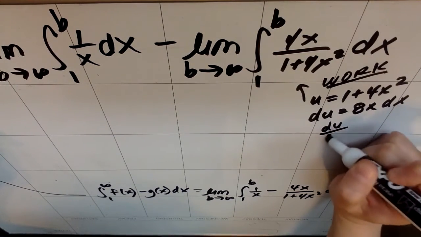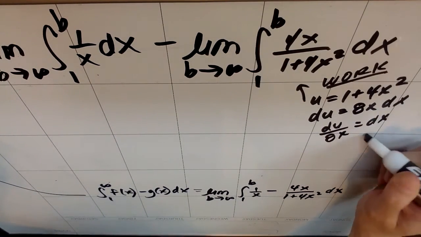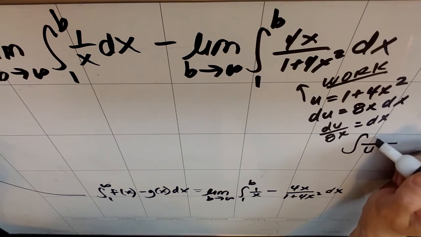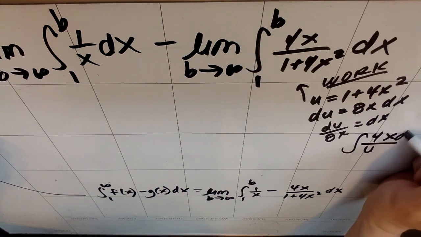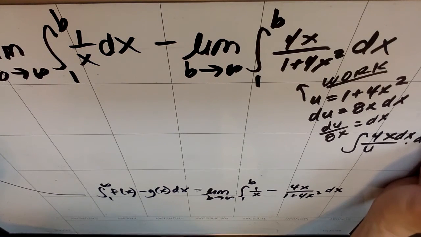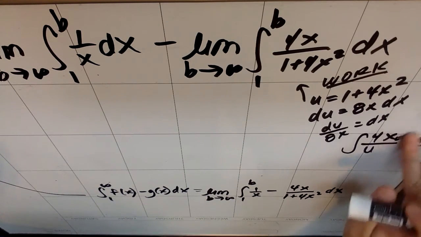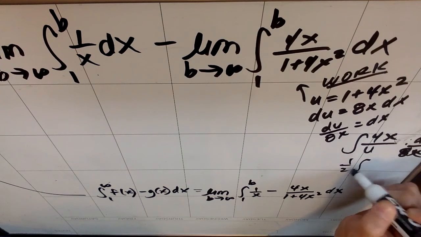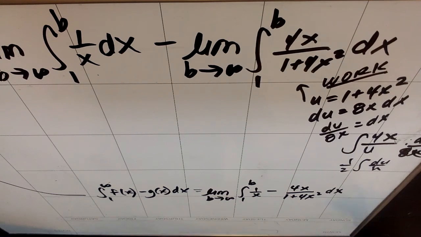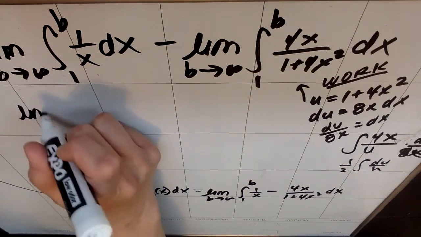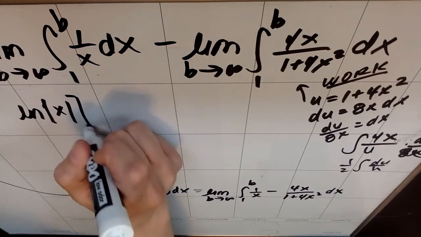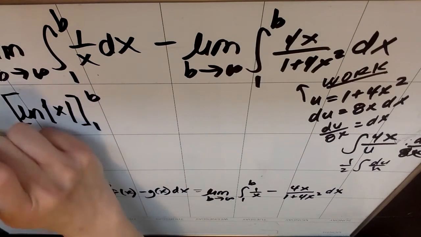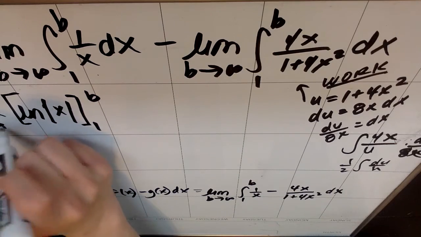So I basically get a du over 8x is my dx, and this integral would turn into a u on the bottom, and then the 4x would cancel with the 8x, leaving me with a 1/2. So this essentially would be an integral of a 1/2 du over u, which is just another natural log, right? So basically what happens is I get that this is the natural log of the absolute value of x, evaluated from 1 to b, and again, that's a limit as b approaches infinity, right?